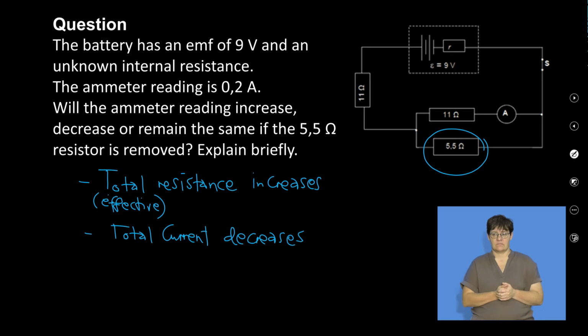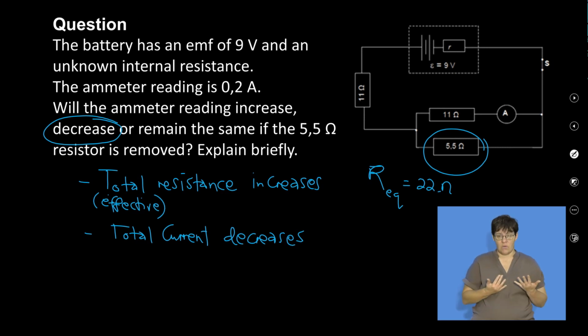So if the total current decreases, it means that without the 5.5 ohm resistor, the ammeter reading will get lesser. Why? Because now instead of the earlier value of total resistance, we'll have an equivalent resistance of 22 ohms. So this is an increase in resistance. Now the total current will definitely decrease. Hence the ammeter reading decreases. So the ammeter reading is going to decrease. That's how we arrive at that.